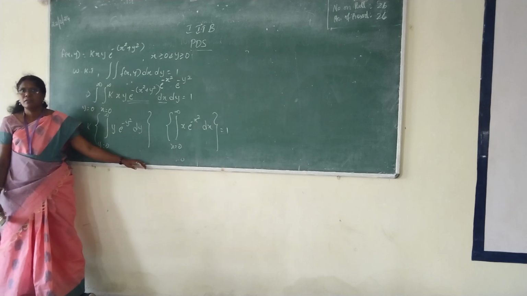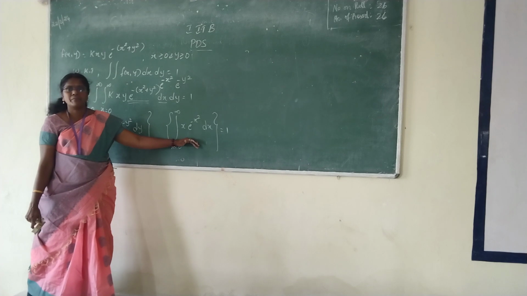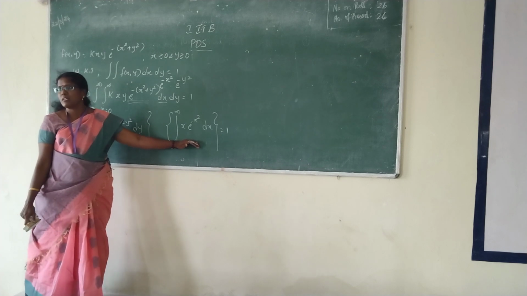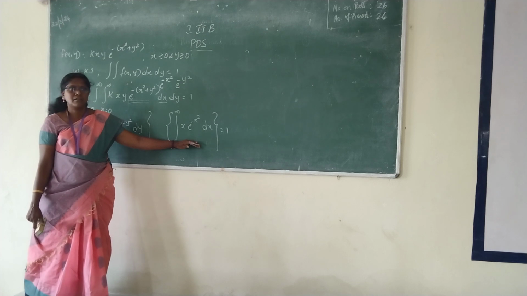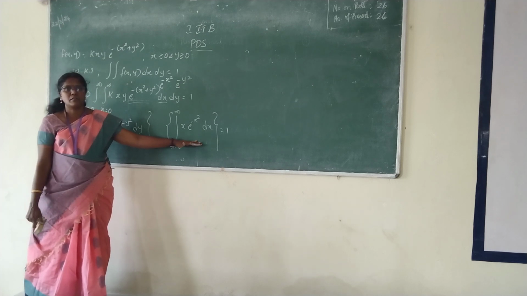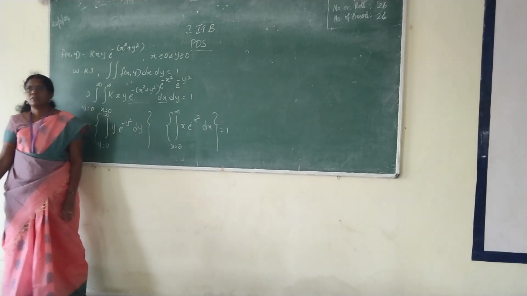Should we proceed? Anyone remembers how to integrate this one? It's a standard problem, x e power minus x square. How can you integrate it? Very standard problem in integration. Single integration.